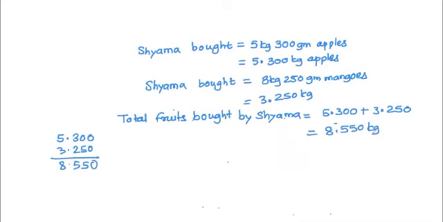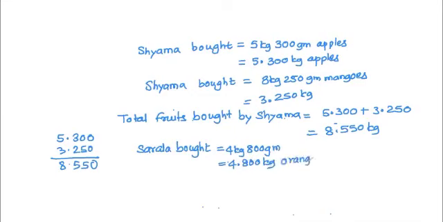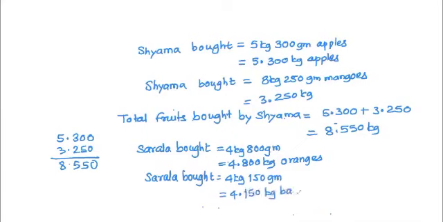Now let's find what Sarla has bought. Sarla has bought 4 kilograms 800 grams oranges. That is converted as 4.800 kilograms oranges. She also bought 150 gram bananas. Okay, that is equal to 4.150 kilogram of bananas.